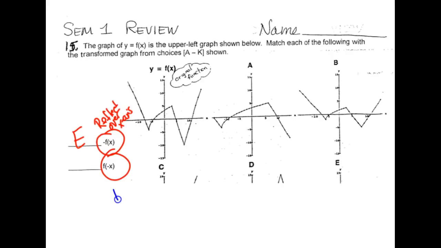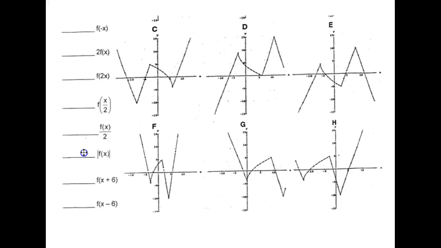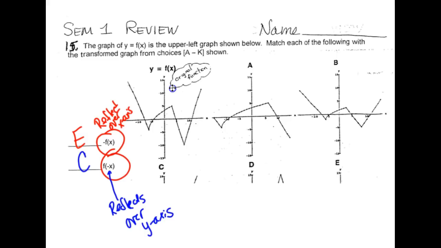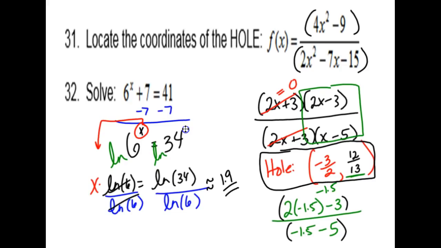However, when you throw a negative inside your function, that reflects over the y-axis. That is a horizontal reflection. So it's going to be reflecting this way. So when I look at my answer key, I match that up with C. Let's check it out. Yep, and I was kind of eyeballing this weird little curvy part because it was over here and now it's over here, I think. Did I do that right? Oh man, wrong way.